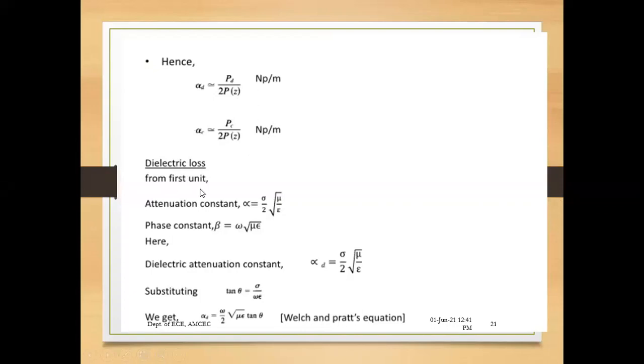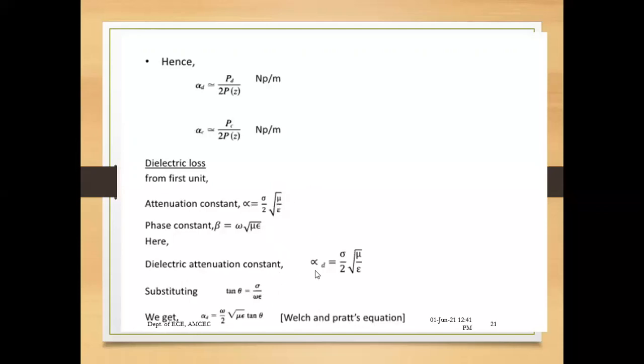Dielectric loss from first unit, in terms of alpha, is sigma by 2 square root of mu by epsilon naught. Phase constant beta is omega into square root of mu epsilon. Dielectric attenuation constant for tan theta as sigma by omega epsilon: for sigma you substitute, so you get omega by 2 square root of mu epsilon tan theta. This equation is actually from the equation called the Welch and Pratt equation. From that equation, you have got all these equations which I have told you, the general equations alpha, beta, and alpha d.